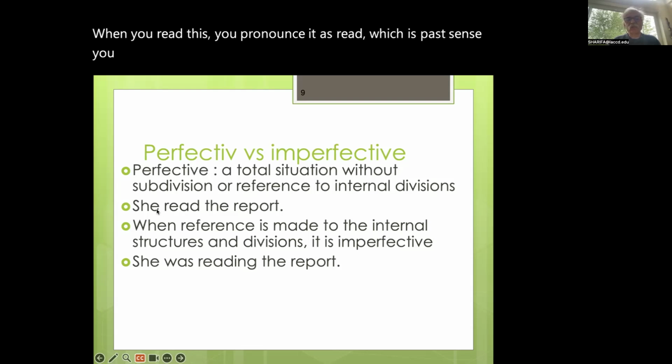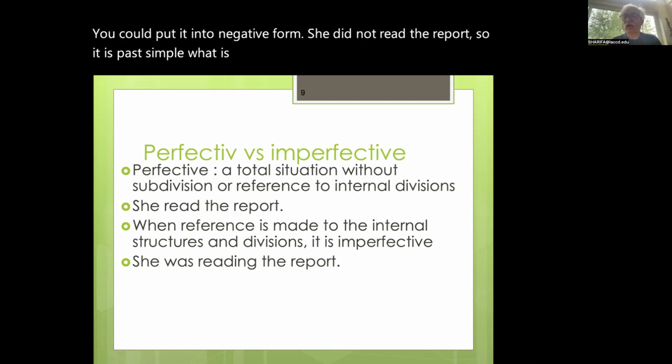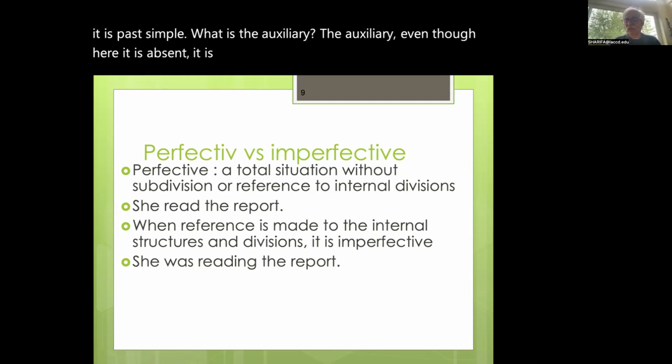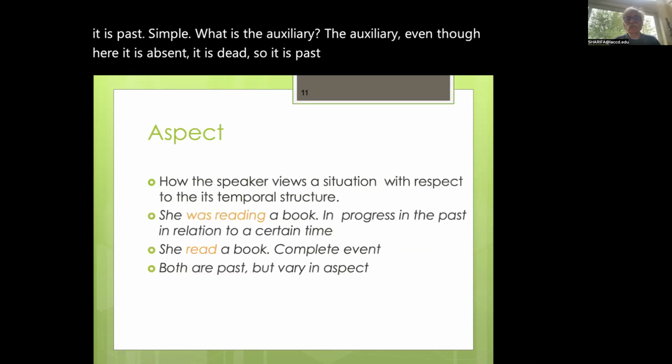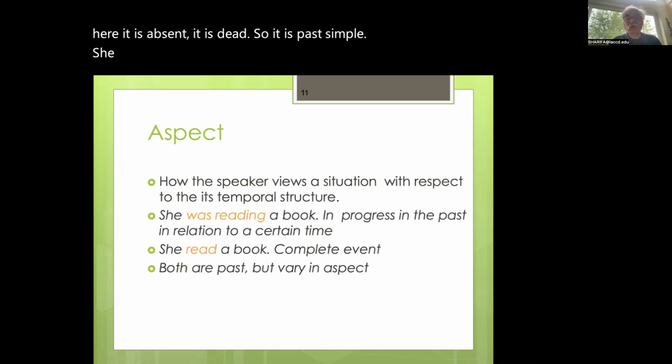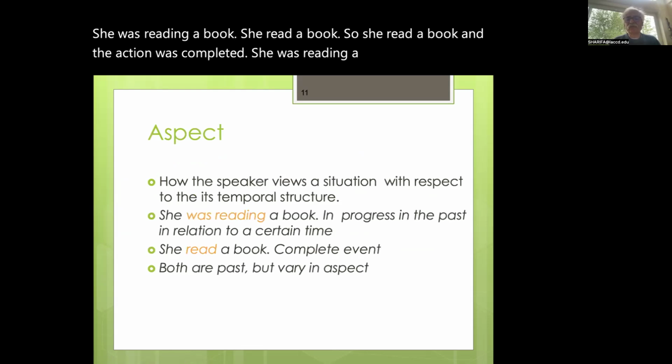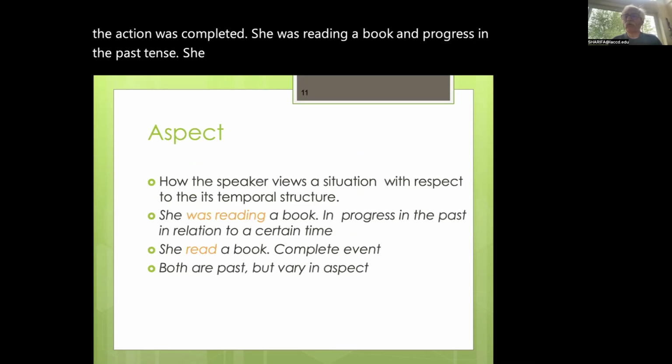You could put it into negative form. She did not read the report, so it is past simple. What is the auxiliary? The auxiliary, even though here it is absent, it is did, so it is past simple. She was reading a book. She read a book. The action was completed. She was reading a book in progress in the past tense. She was reading a book when I came in. You have two tenses, past and past progressive.